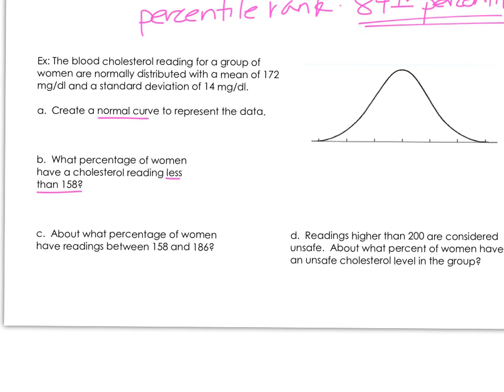It would be up to then that percentile value. About what percentage of women have readings between 158 and 186. And then see if we can analyze about what percent of women have an unsafe cholesterol level in the group if their readings are higher than 200. So take a couple minutes if you would please and complete these tasks. Once you feel you've set up your normal curve and you've answered questions B, C, and D, press play for a quick check and then we're done with lesson 11.2.